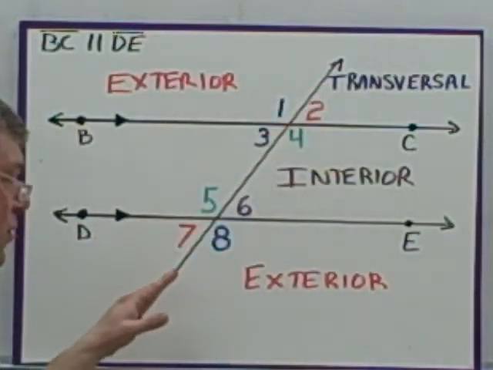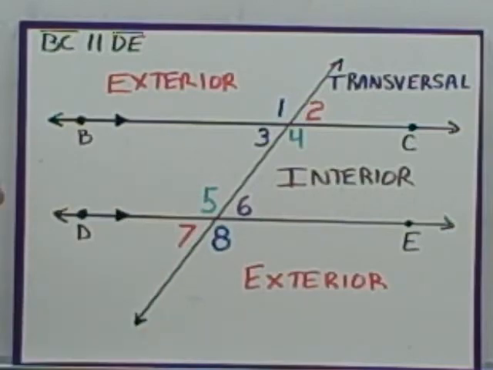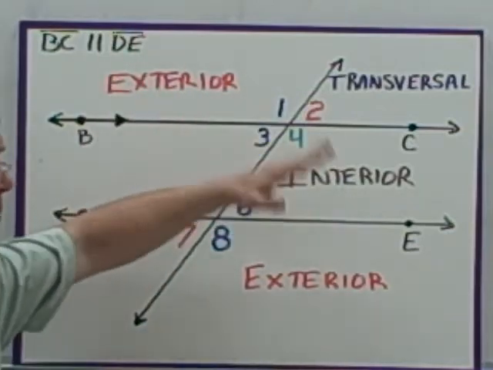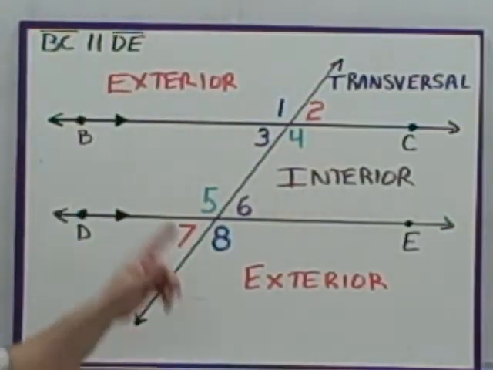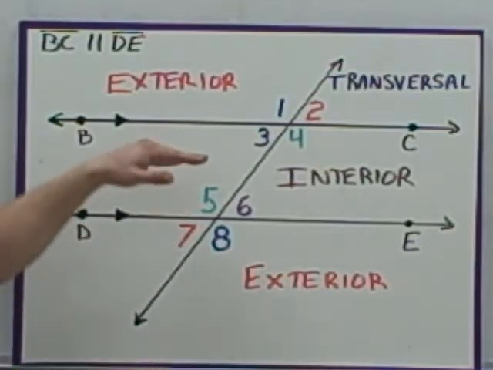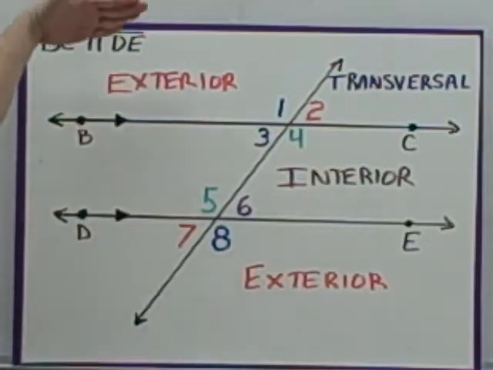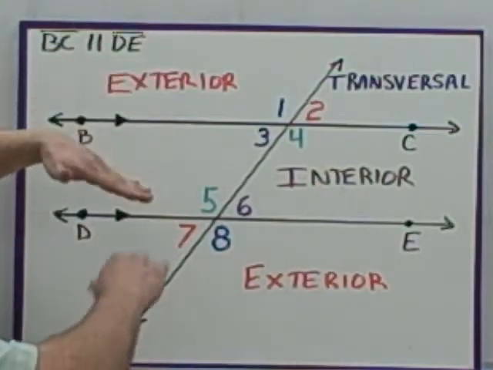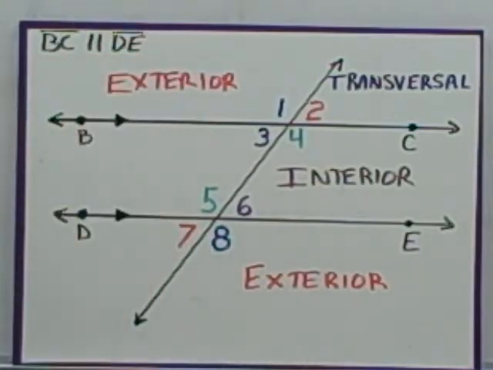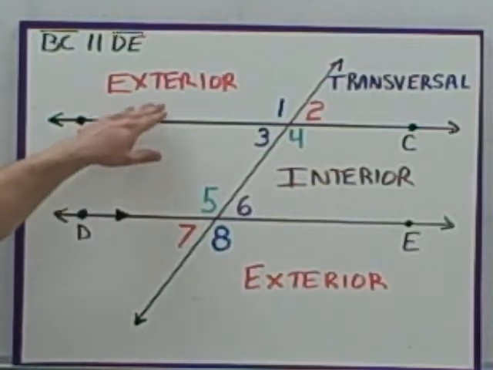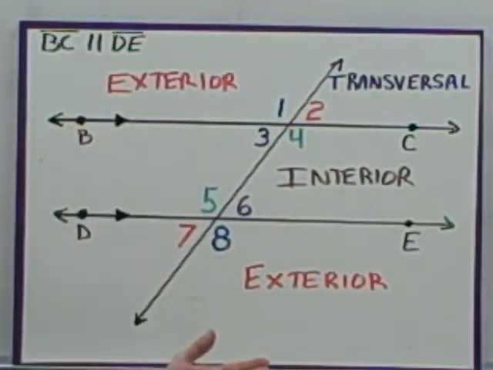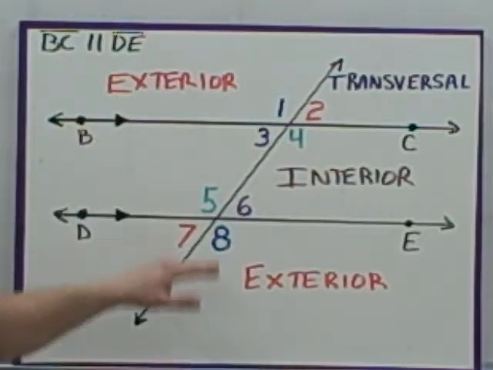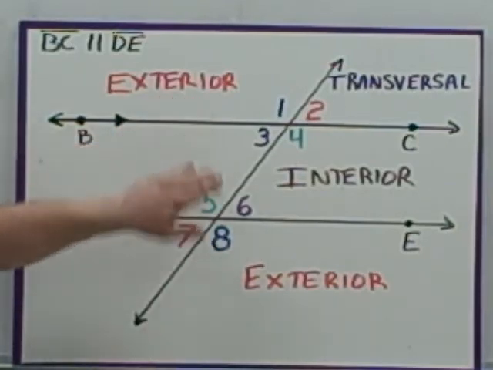The line that cuts through two parallel lines is called a transversal. Doesn't matter what angle it comes through, it's just a straight line coming through two parallel lines. Stuff that is above or below the set of parallel lines, they're outside of the lines. And anything that's outside is exterior. Remember, the exterior of the home is talking about the outside of the home. So exterior stuff is on the outside.